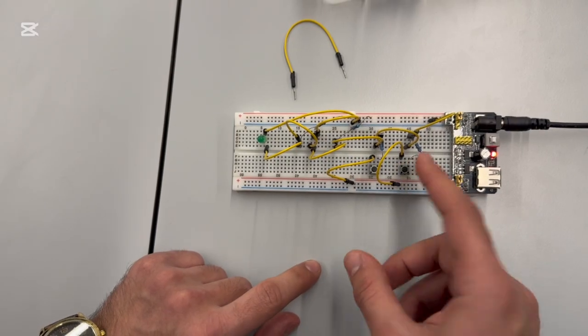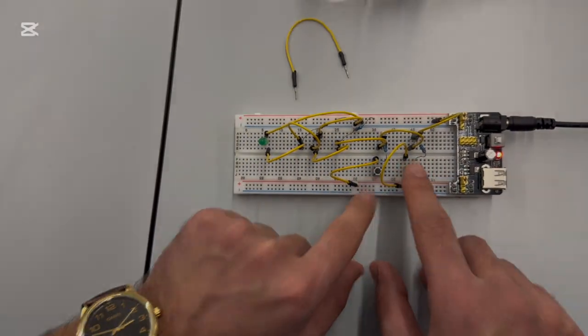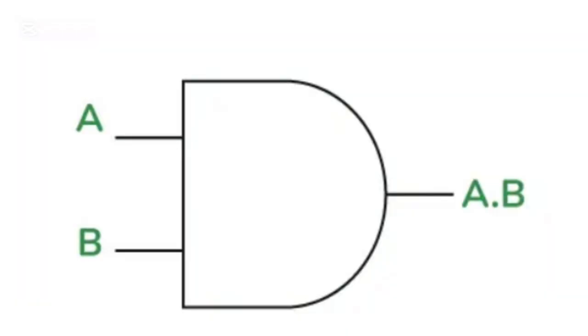Now, let's move to the explanation of the AND gate. In this photo, you can see the AND gate. On the left side, there are two inputs labeled A and B. In our lab, these inputs come from the two push buttons. Each button represents one input signal.